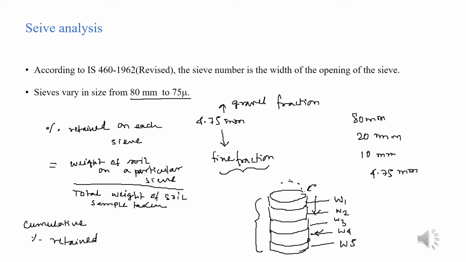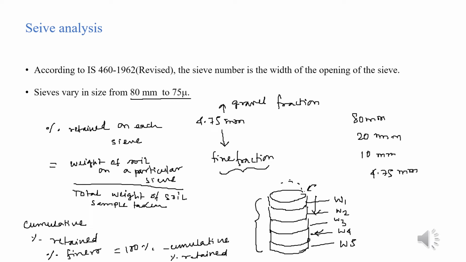So this is my second step, and finally we find out my percentage finer. The percentage finer is equal to 100% minus the cumulative percentage retained. So basically we find out the percentage of the total weight of the soil passing through each sieve. That is my percent finer than the sieve under reference.